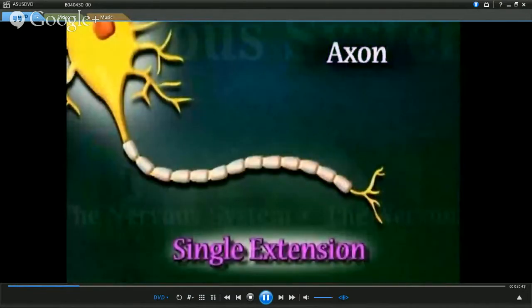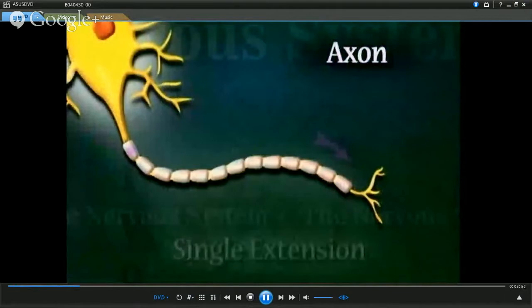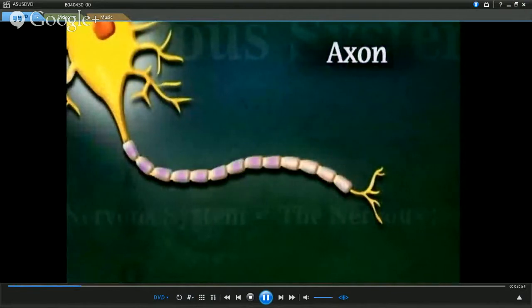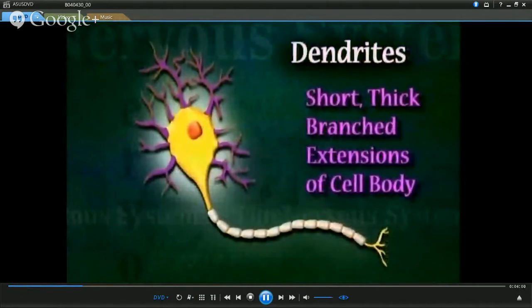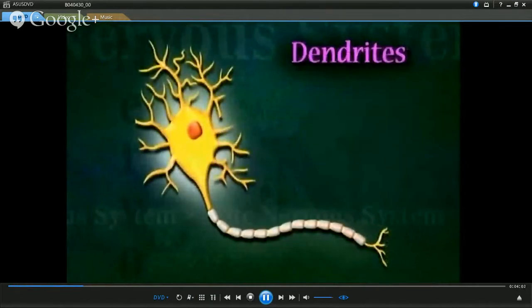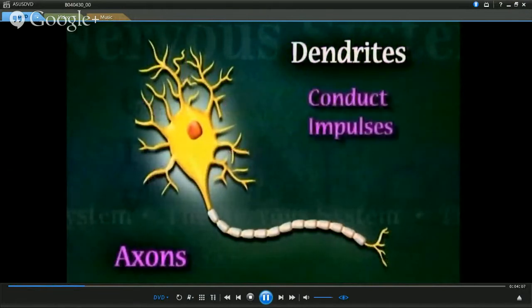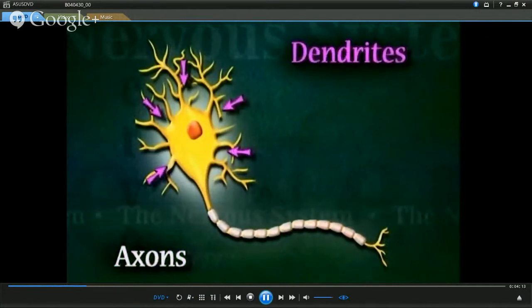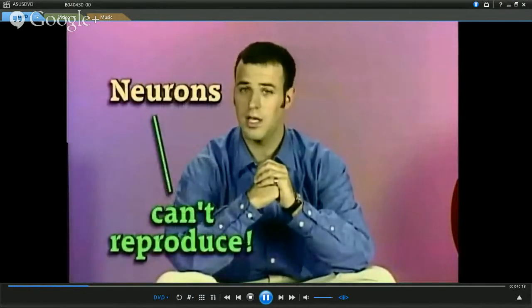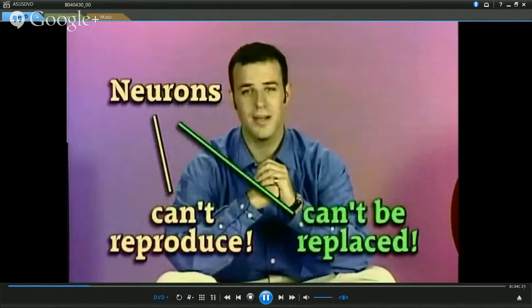The axon is a single extension which can vary in length. The axon conducts impulses away from the cell body of a neuron and towards other cells. Dendrites are short, thick, branched extensions of the cell body. The dendrites receive and conduct signals toward the cell body. So, while the axons conduct impulses away from the cell body, the dendrites conduct impulses towards the cell body. Also, remember that most mature neurons can't undergo mitosis, meaning they can't reproduce. That means they can't be replaced if they're destroyed. So be careful. Brain damage is irreversible.